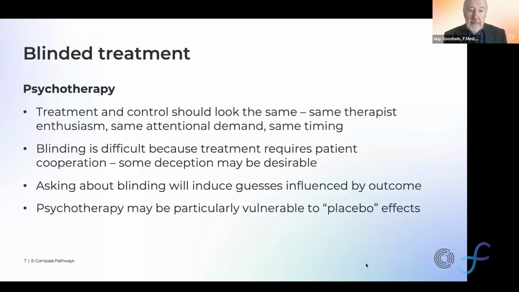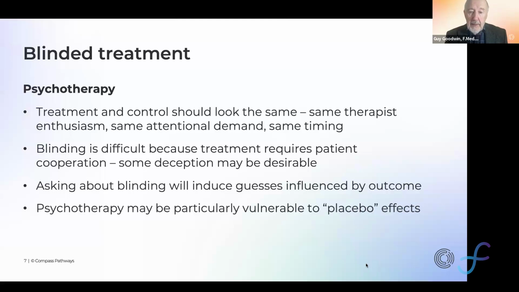Blinding is, in a sense, difficult because it requires patient cooperation. And often the only real way to do that is with a certain amount of deception. And there are some great examples where the dummy treatment has been made to seem as if it's likely to be effective. The trials, for example, of CBT for sleep disorder, insomnia, have been very nicely controlled by inventing a treatment that has none of the elements of CBT, but is plausible as a treatment for, pardon me, for insomnia. So that's a very good example of this approach.